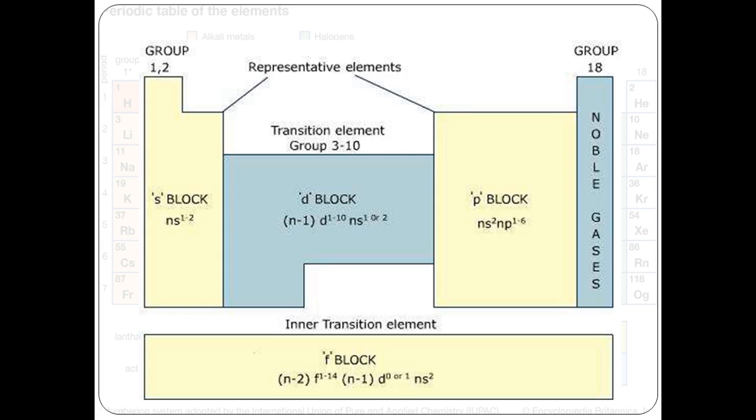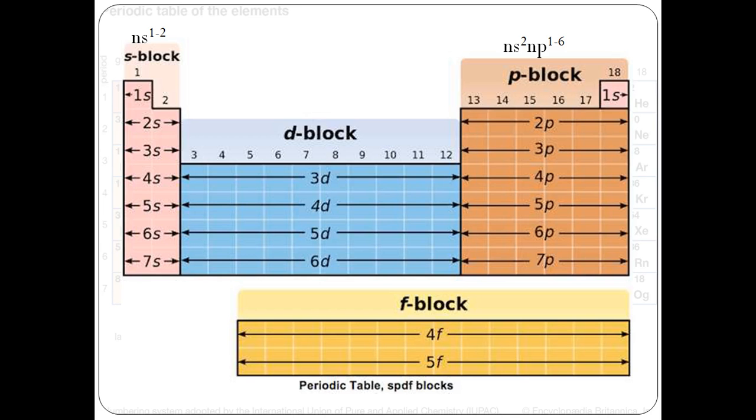In s block elements, the last electron enters the s subshell, and in p block elements, the last electron enters the p subshell. S and p block elements together are called representative elements. In between s and p block, we have d block elements. In this chapter, we will concentrate only on p block elements.